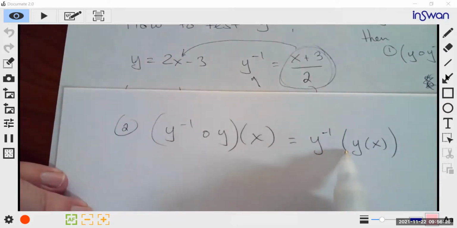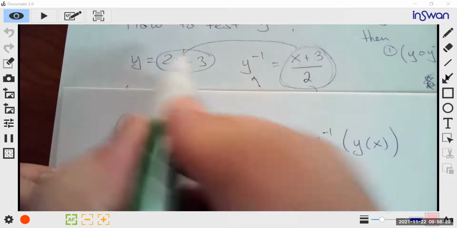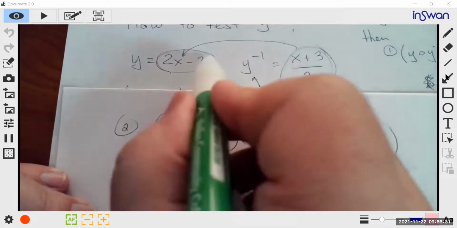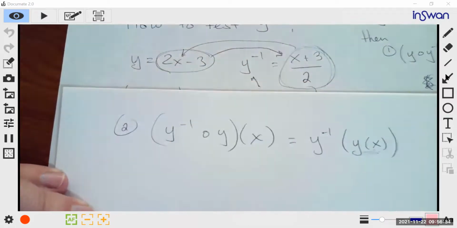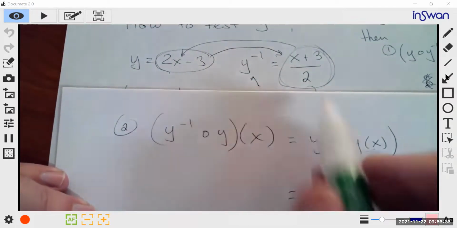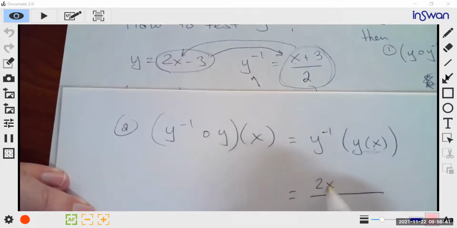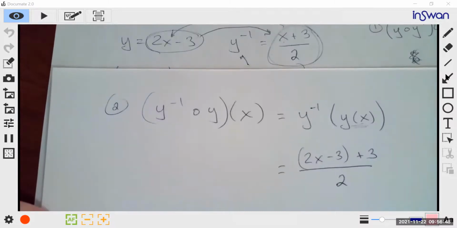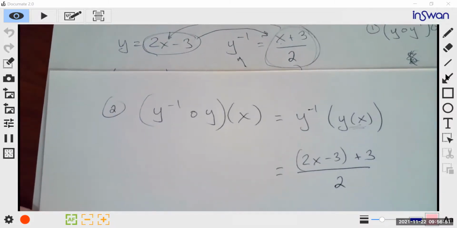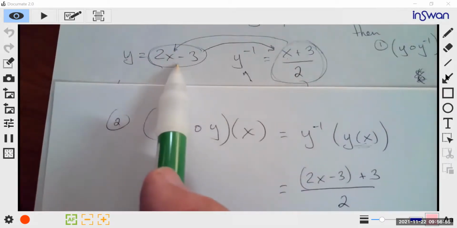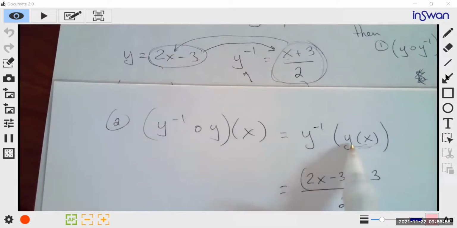So what this one says is our first equation, that's inside there, goes in place of x in the second. So anywhere I see an x, I put a 2x minus 3. 2x minus 3 plus 3 over 2. So I just took the first equation, put it in my second. That's what it says. Take your first equation, put it inside the second.